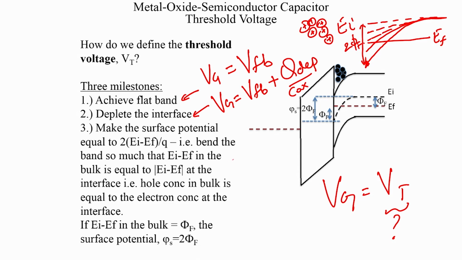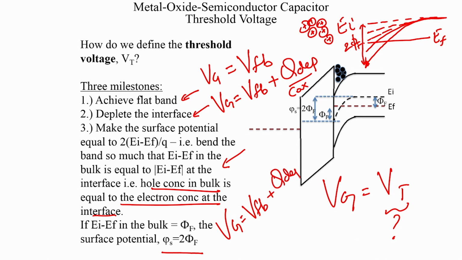Okay. So, the third milestone is to make the EI minus EF at the interface have the same magnitude as the EI minus EF in the bulk, or in other words, make the electron concentration at the interface match the hole concentration in the bulk. So, the hole concentration in the bulk and the electron concentration at the interface are the same. At this point the surface potential is 2 phi f, and you have added enough charge to make Vg equal to Vfb plus the depletion charge term plus 2 phi f.